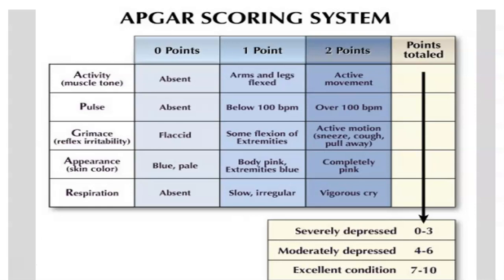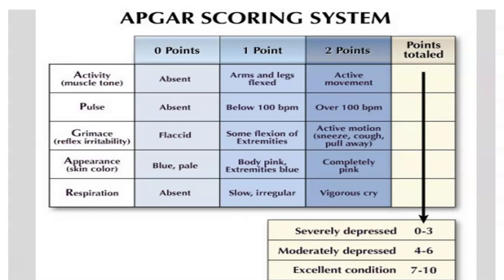The second one is their pulse. This is the only score that is actually a numerical based score. So when we're looking at heart rate, we're actually looking at what the heart rate is, what number it is. So 0 for no heart rate. They get 1 point if it's below 100 beats per minute, and then the full 2 points if it's over 100 beats per minute.